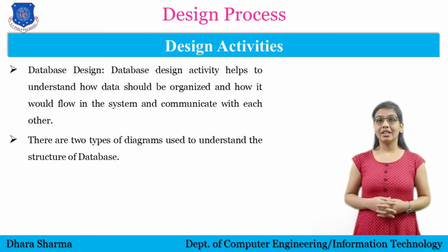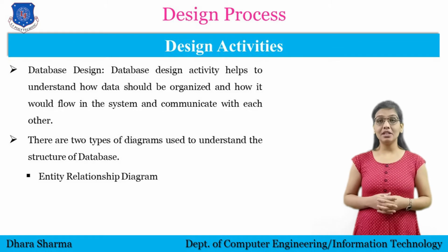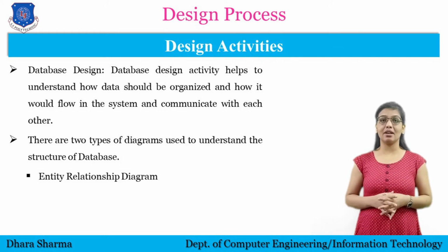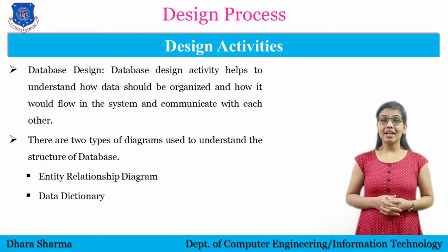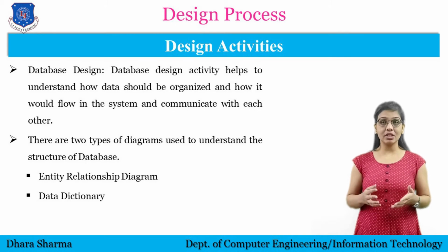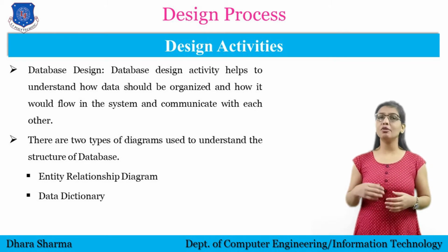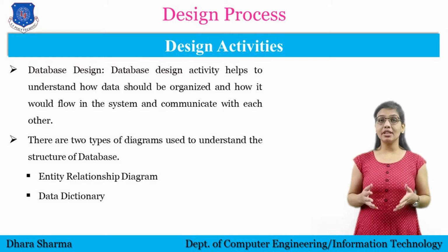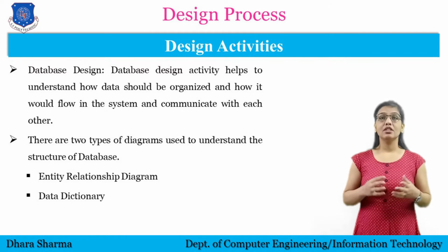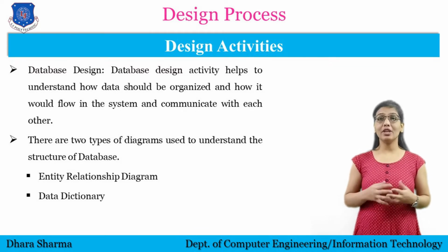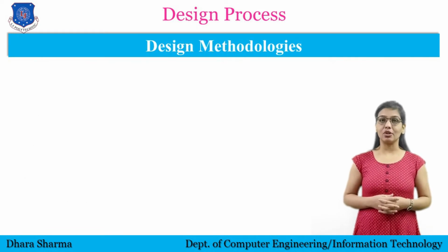communicate with each other. There are 2 types of diagrams used to understand the structure of the database. The first one is the entity relationship diagram, or you can say ER diagram, and the other one is the data dictionary. You can say DD. ER diagram helps to understand what data are used in the system, how it would flow in the system, and how it would be organized. Data dictionary gives a complete and detailed idea about the database, like where data should be stored, constraints on data, and relations between data. So with the help of different types of diagrams, we can have an idea about the different views of the system. Now let's understand the design methodologies.